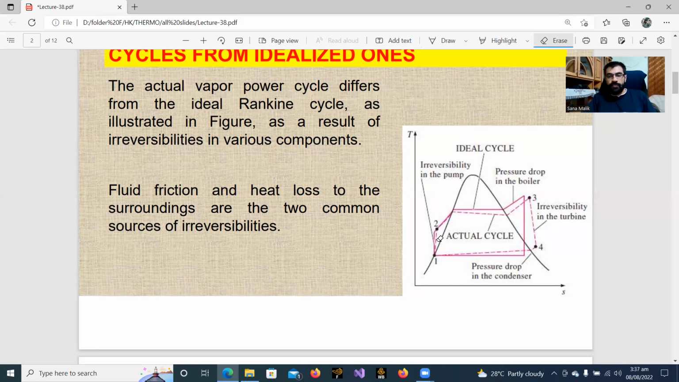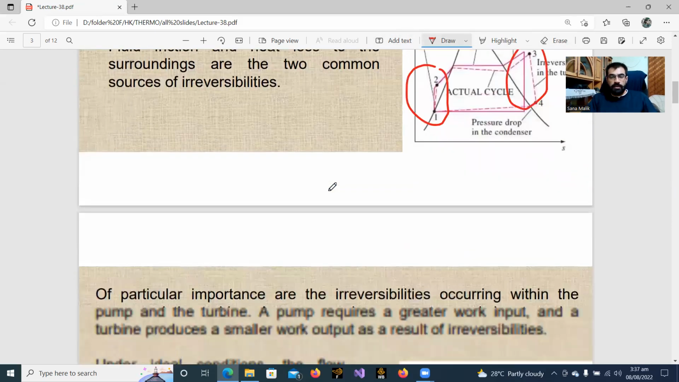साइकिल। So as you can see there is irreversibility in pump from 1 to 2, so this is the deviation, and then other deviation is the boiler pressure drop in the boiler. So as you can see the actual is down here and the ideal is quite up from here, and same goes for the turbine. So actually we are looking, when we will compare actual and idealized, we will be looking at these two. We will be looking basically at irreversibility in the pump and irreversibility in the turbine.